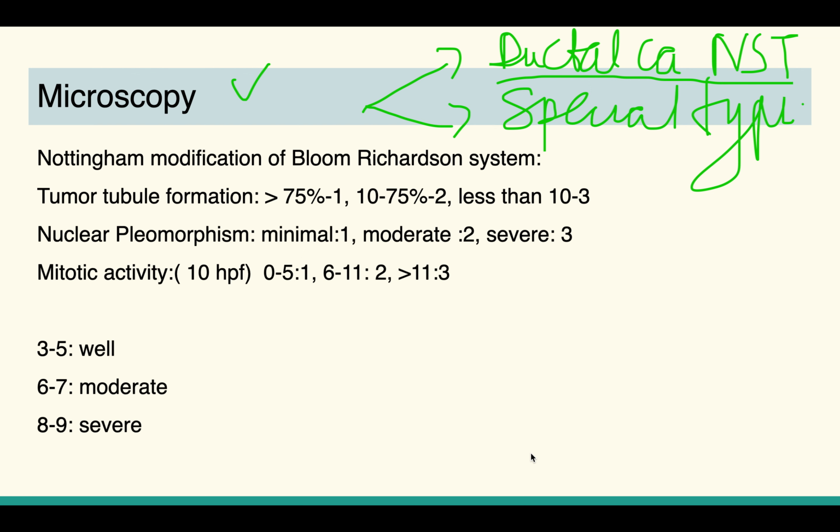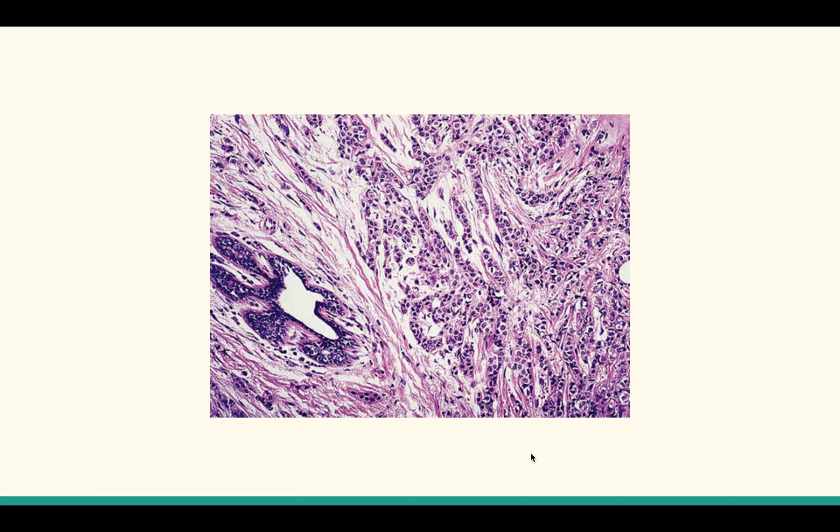So here in ductal carcinoma no special type, you have a grading, that is the Bloom-Richardson grading. In this we study three things. We have tubule formation of the glands of the carcinoma, nuclear pleomorphism and mitotic activity. If you see over here, this is your ductal carcinoma no special type. So here certain tumors are forming tubules.